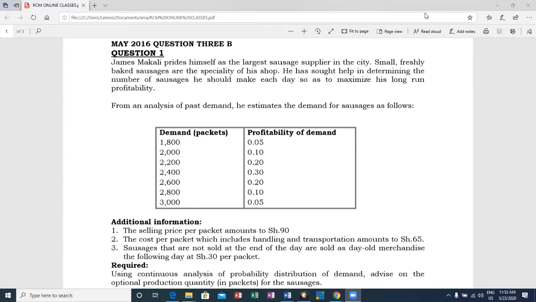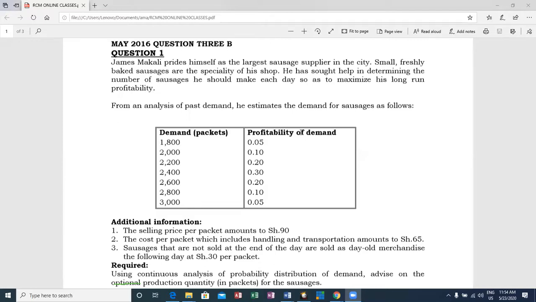So if I'm able to sell this sausage normally before perishing, what will be my marginal profit? So calculate for us, first of all, the marginal profit. You can only earn a profit if you are able to sell this sausage within the day. If we sell it within today, you can see the selling price in note number 1. The selling price per packet amounts to 90, minus what this thing had cost us, 65.